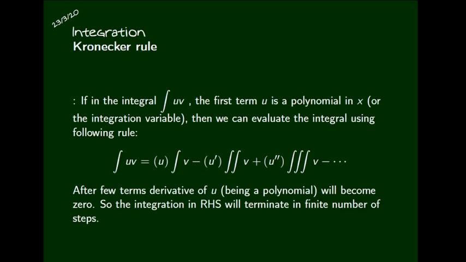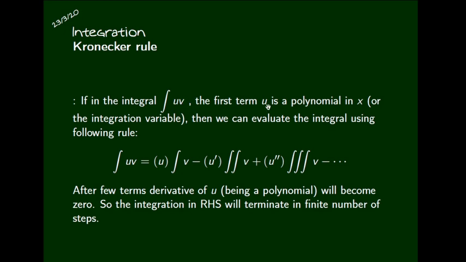Now we move on to an important integration result that is called the Kronecker rule or Leibniz integral. This rule is actually for integration by parts. We are going to apply integration by parts in a special way if this integrand has some peculiar nature. If in the integral uv, the first term u, so we can rearrange these terms. If instead of this first term u, v has the characteristics, we put that v into the first term. There is no problem.